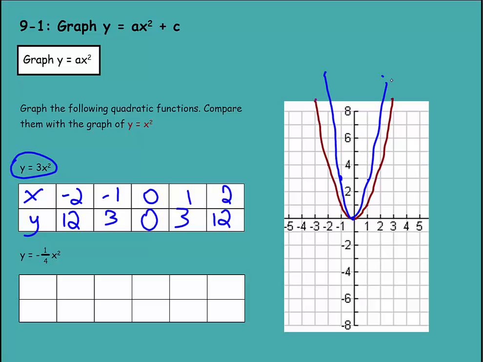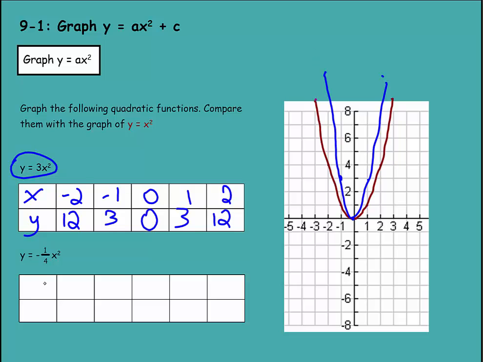So we're supposed to compare it to the parent one. What do you notice about this? Well, I notice that it's multiplied times 3. What that does is the parabola goes up from the axis of symmetry on both sides much more quickly. And that makes sense. This 1 becomes a 3. This 4 becomes a 12. The 0 obviously remains the same. But you notice that it's just going to be rising that much more quickly.